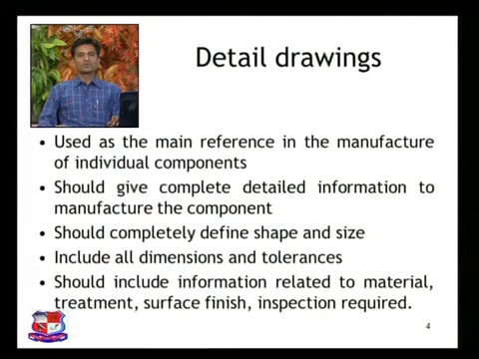The detailed drawing should give complete information to manufacture the component. It should completely define the shape and size of the product. It includes all the dimensions and tolerances. Whichever tolerances are designed should be written with standard notation, and the detailed drawing should include information related to material, treatments or any heat treatment, requirement of surface finish, inspection, etc. All these things are to be shown on the detailed drawing of the object.